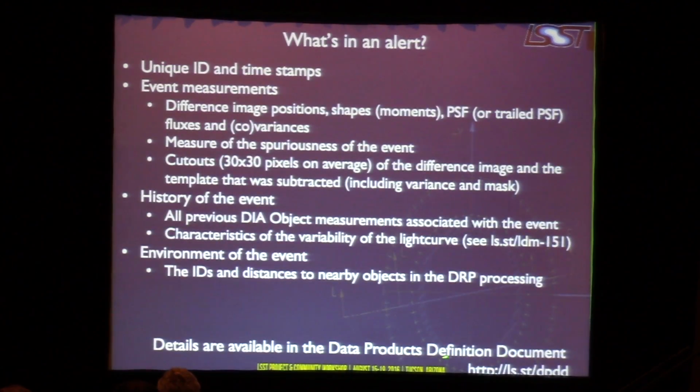So what do we expect to put in an alert? The details are just at the cutoff at the bottom of the screen. It's ls.st/dpdd, which is the data products definition document. This describes all of the measurements that we're going to be making and releasing as part of the alerts, and in fact as part of the DRP. How we're actually going to make those measurements is available at ls.st/ldm151. Both of these documents are being revised at the moment, the revision is expected to be completed by about the end of September. So if you want to get the details, you should go to these two documents.